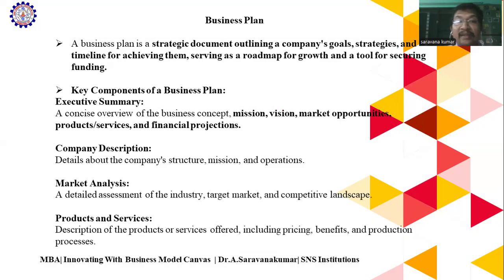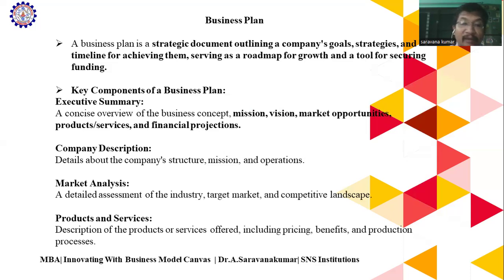So your business plan is a strategic document outlining a company's goals, strategies, and timeline for achieving them, serving as a roadmap. It is helpful for growth and a tool for securing funding. So that is the business plan as well as the business model canvas. So what are the key components of your business plan? Executive summary. It's a simple, short overview of the business concept, mission, vision. Mission is nothing but a short-term goal. Vision is a long-term goal. And what are the opportunities in the market, products and services, and financial projections?